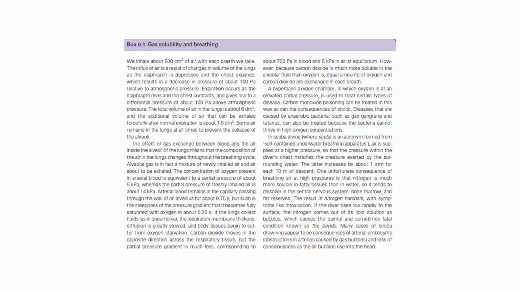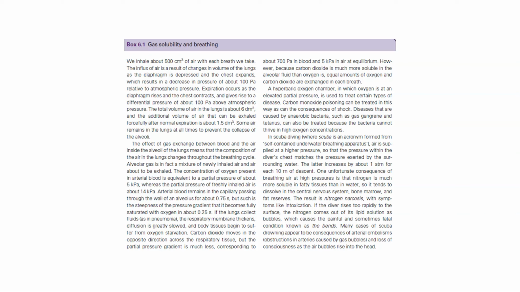Now let's have a little break from theory and talk about gas solubility in breathing. We inhale about 500 cubic centimeters of air with each breath we take. The influx of air is a result of changes in volume of the lungs as the diaphragm is depressed and the chest expands, which results in a decrease in pressure of about 100 pascals relative to the atmospheric pressure. The expiration occurs as the diaphragm rises and the chest contracts, and gives rise to a differential pressure of about 100 pascals above atmospheric pressure.